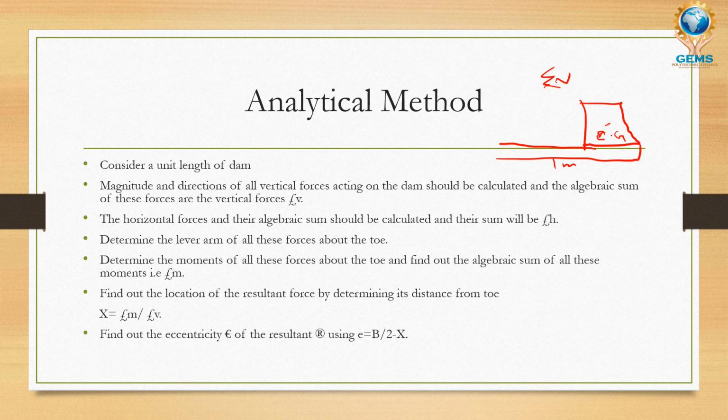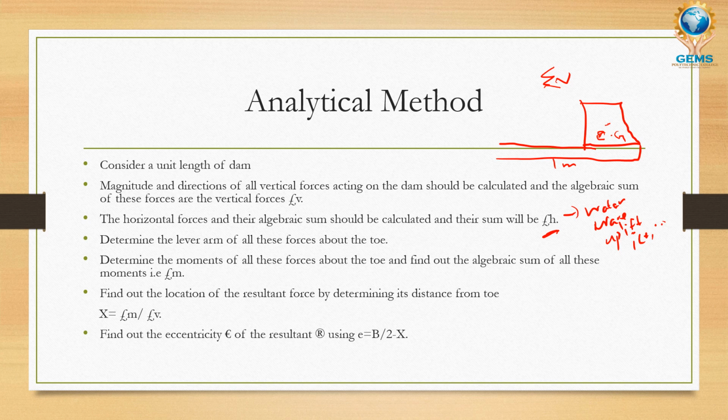Just imagine that this earthquake force, along with the other vertical forces, is acting on the dam. You are going to find them and sum them, and that is called summation V. The horizontal forces and their algebraic sum should be taken as summation H. You know about the horizontal forces like water pressure, wave pressure, uplift, ice, etc. Determine the lever arm of all the forces about the toe.